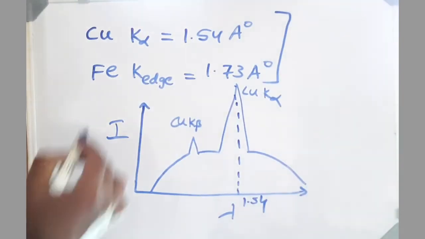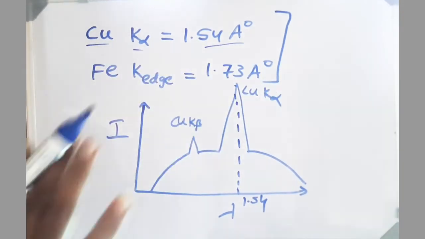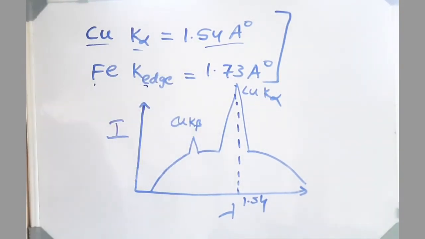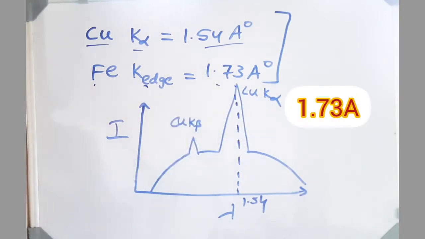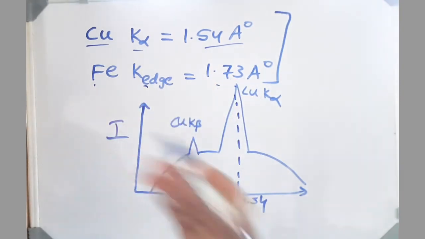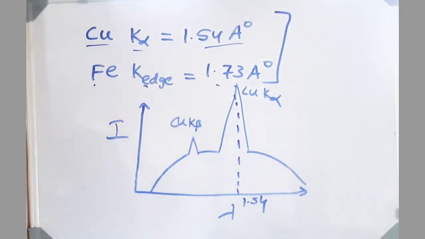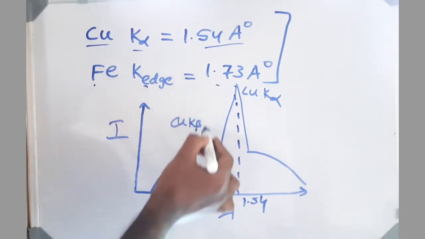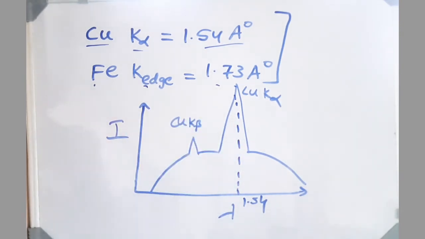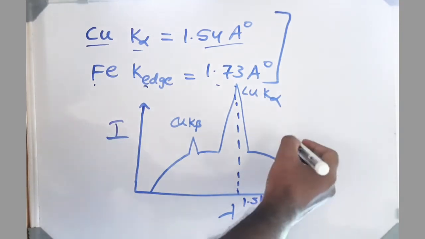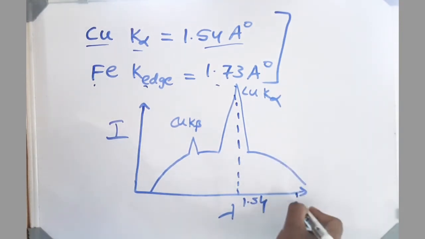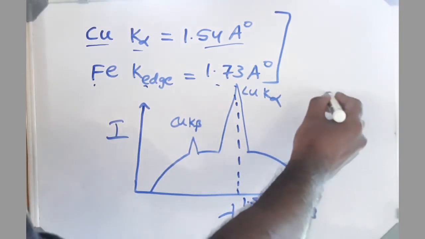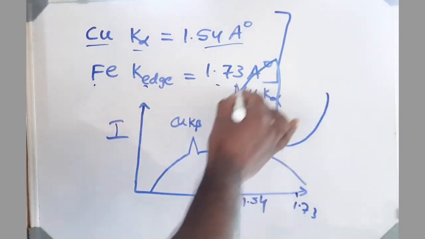Friends, if we look at copper K alpha, its wavelength is 1.54 angstroms. If you look at the iron K absorption edge, it is 1.53 angstroms, which is nothing but a wavelength shorter than that of copper K alpha. We learned that the filter should have an edge between K alpha and K beta so that it will absorb K beta. But iron has its K absorption edge here. This is 1.54, this must be 1.73. So it goes like this.